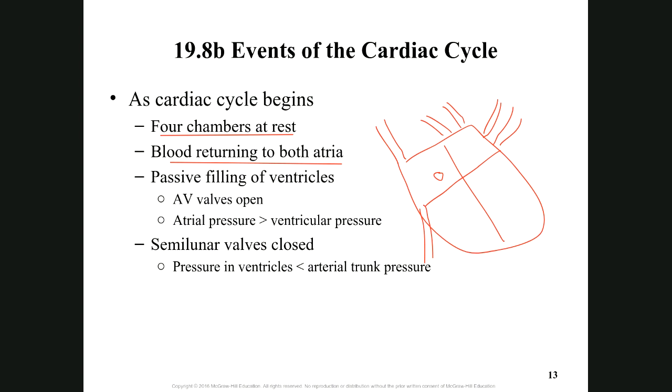At this time, these AV valves, the valves between atria and ventricles, are open, and the blood can easily pass from the atrium to the ventricle, because at this time the atrial pressure is more than the ventricular pressure. During this time, the semilunar valves are closed because the pressure in the ventricle is lower than the pressure in the arterial trunk. So the valves are closed.